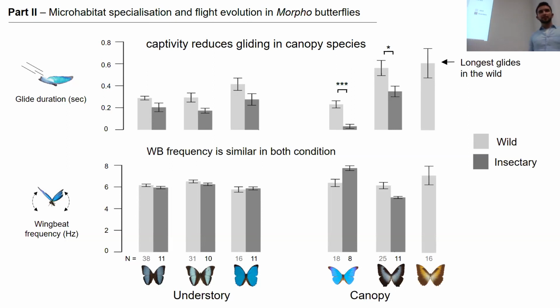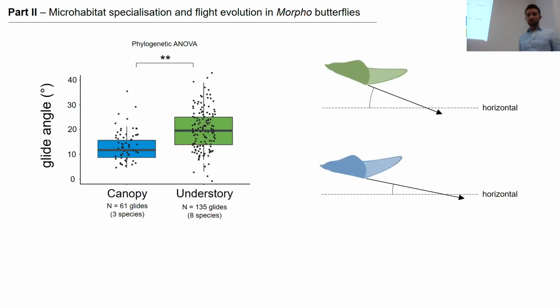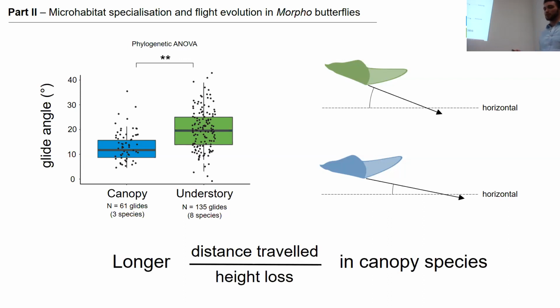Then, using the more detailed kinematic quantification of flight, I had a closer look at this gliding flight. I looked at the glide angle, which is a very meaningful parameter reflecting gliding efficiency. So I found that even if individuals from canopy species did not glide much inside the insectary, when they did glide, it was with a shallower glide angle, enabling them to travel longer distances for a given height loss. So microhabitat selection may act on this particular aspect of flight. But this was not the only difference I found when analyzing the kinematic data.